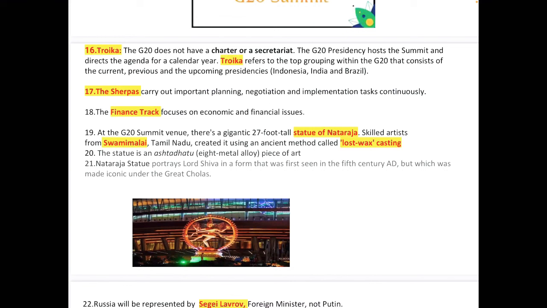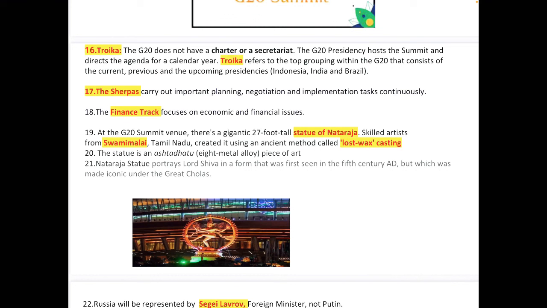So every year it is changing. Like last year it was held in Bali, this year is in India, and next year will be in Brazil. And Troika refers to the top grouping within the G20 that consists of the current, that means India, the previous, that was Bali, and the upcoming presidency, that is Brazil. So that is the meaning of Troika. It refers to the top grouping within the G20 that consists of the current, previous and upcoming presidencies. Kindly note this point is very important. There is a high chance that this term might be asked in future competitive exams.